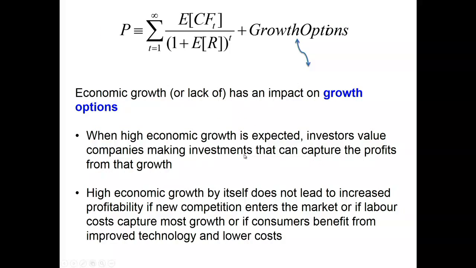When there's high economic growth, investors value companies that make investments that can capture the profits from the growth. So one reason why General Motors is valued less than Tesla, even though it's making more cash and more profits, is that people think the future isn't with General Motors, the future is with Tesla. So it's the growth options that they think Tesla is better able to capture that's coming. This explains this kind of puzzle. It looks like it's irrational: a company that's making profits is valued less than a company that isn't making any profits, but it's because of the growth options.